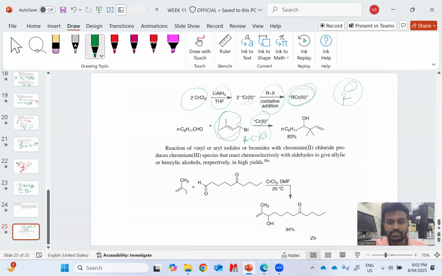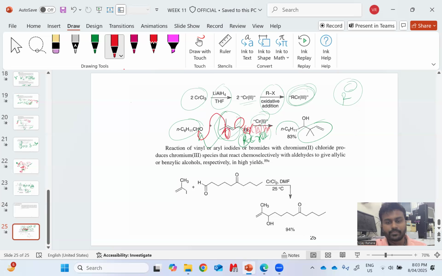Once this R chromium is formed, in situ it attacks the aldehyde or the ketone present in the reaction, and this R negative attacks the aldehyde and gives the formation of the product. So this entire group attacks this aldehyde. Once this bond is formed, it will be a Cr3 Br. This bond goes here, and via this negative charge, it attacks the carbonyl carbon, right?